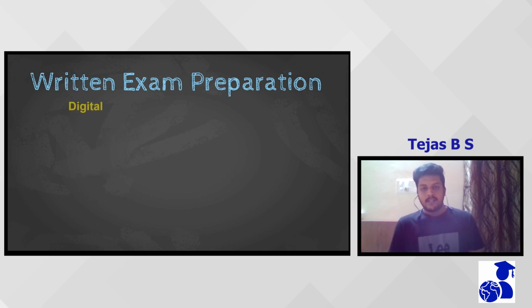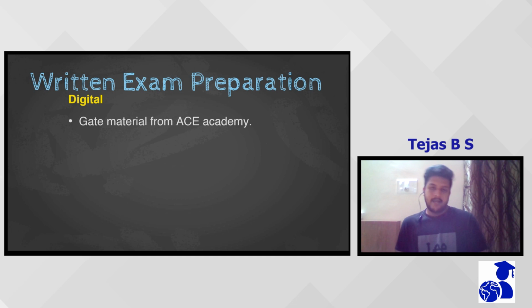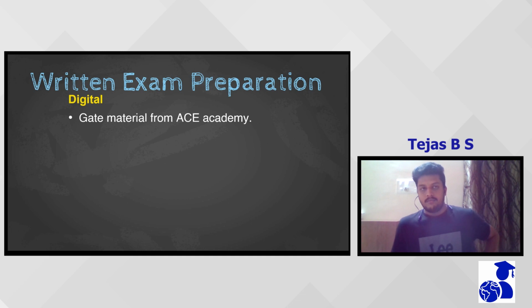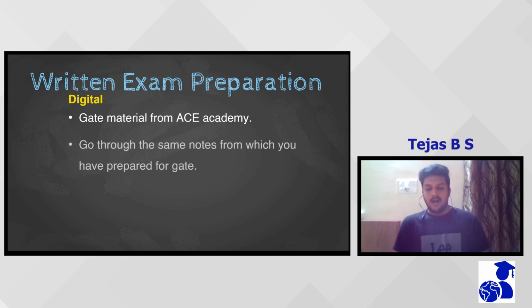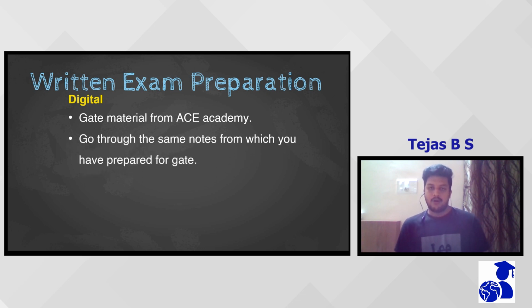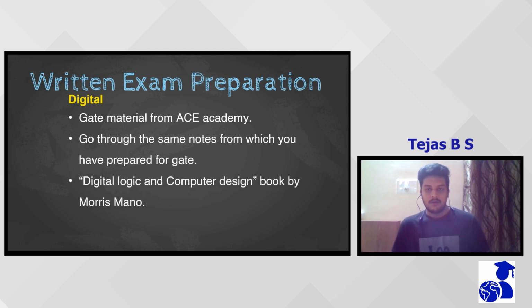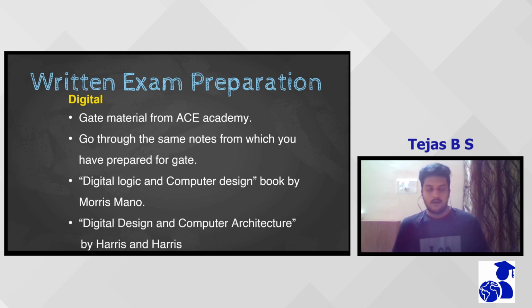And coming to the digital part, I basically went through the GATE notes of ACE. I prepared from there itself. Because I had already read that book before, it was very easy for me to go through the book again. Hopefully all of you will have some basics of digital. So I would suggest you go to the same books which you have already read before. It will be easy for you to go fast. If you need some good books for digital, I think Morris Mano is there for digital electronics. It's a really good book. And there is Digital Design and Computer Architecture by Harris and Harris. It's also a very good book. You can go through this.